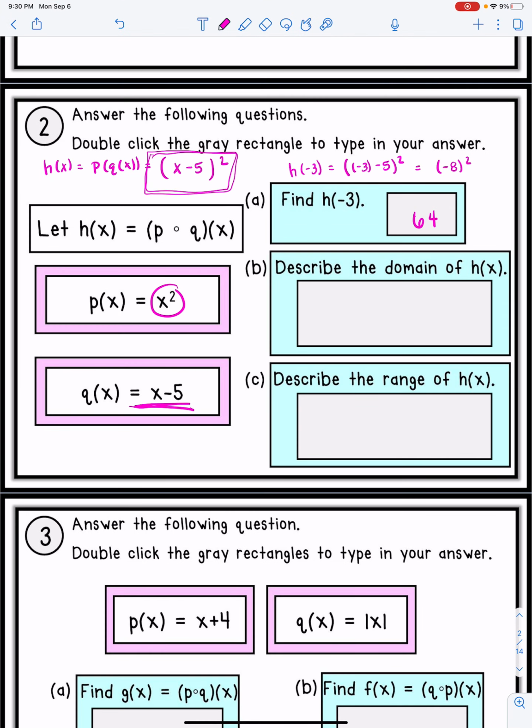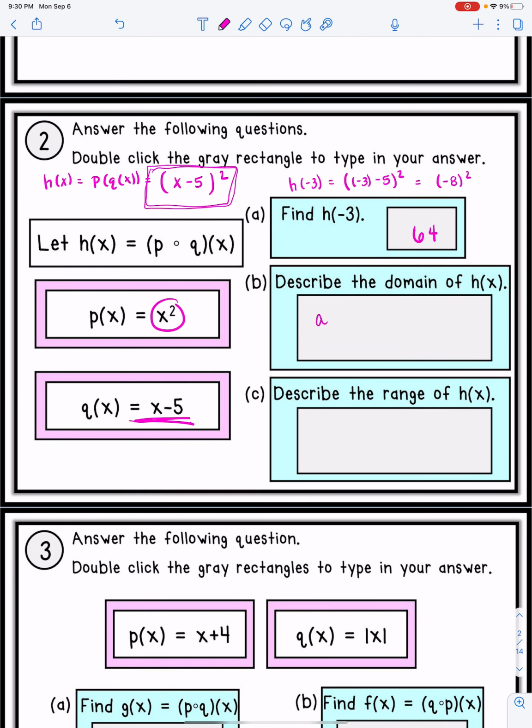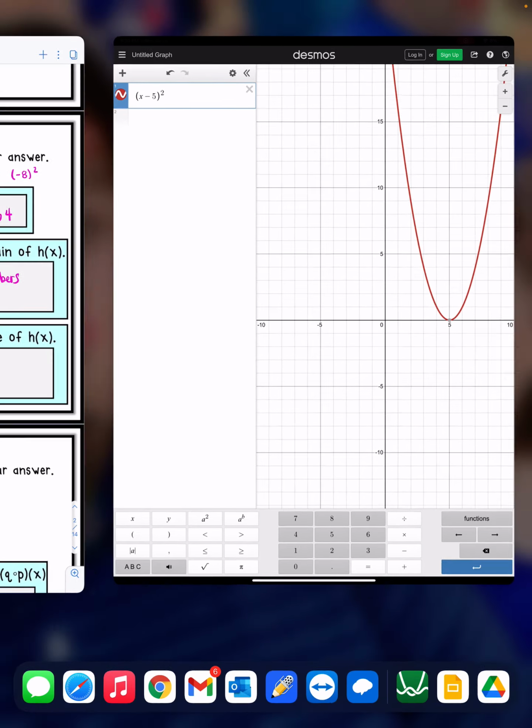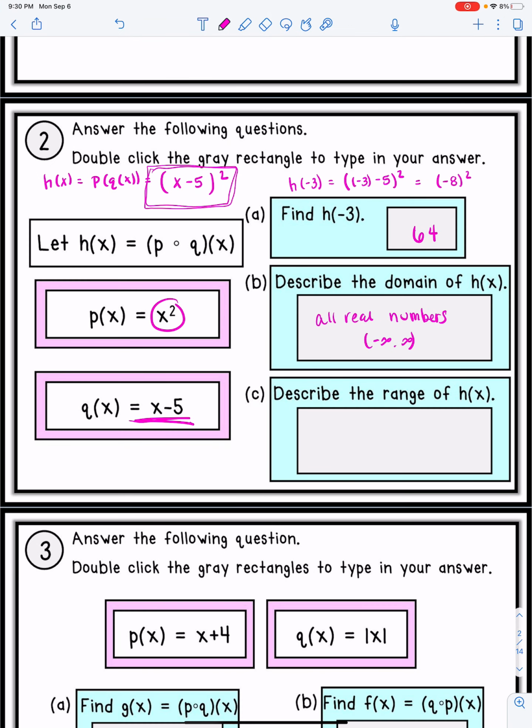So the domain of this is, we can say all real numbers. Or you could say negative infinity to positive infinity. There's lots of ways you could write that. The range, if you notice my y values, the lowest this graph goes is at 0, but then it goes up to infinity. So I'm going to say the range is from 0 with a bracket, because we can touch it, to infinity with parentheses.